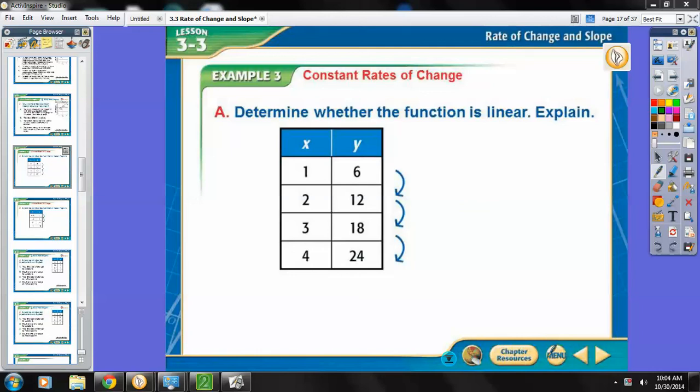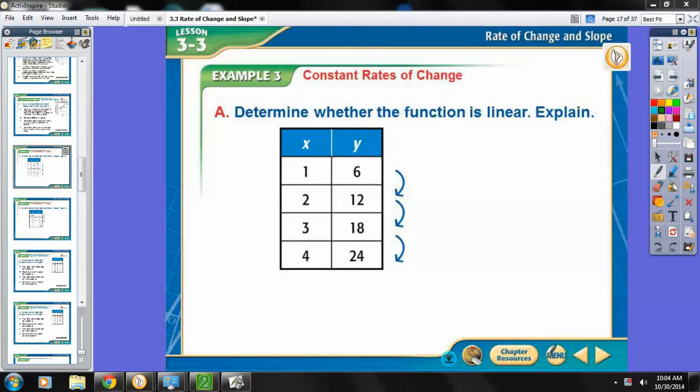Left off yesterday. We have a few more examples on the handout. The first example that we run into, I think we're going to skip. There's a graph. Skip that graph and go right to the tables there at the bottom of your page, please. It says determine whether the function is linear. Explain. Our function is linear if we have a constant rate of change.